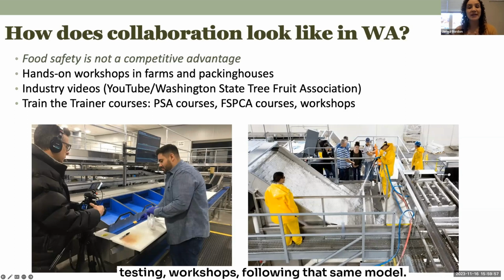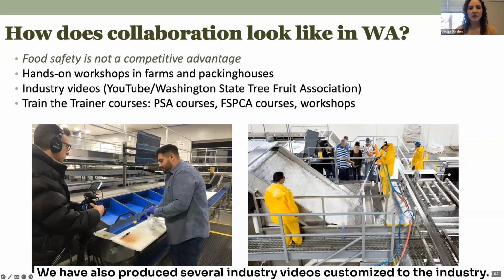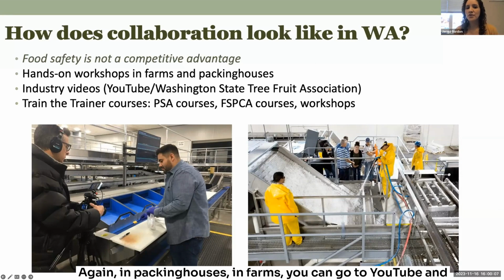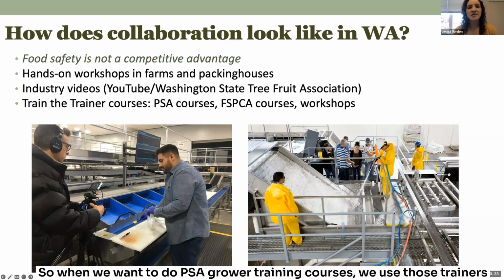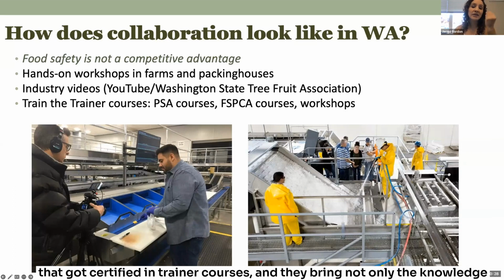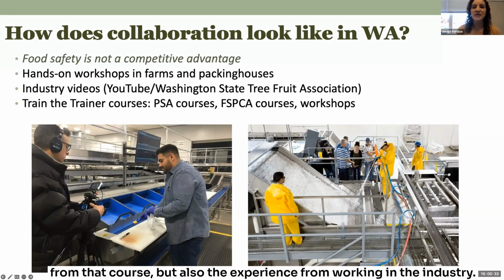We have also produced several industry videos customized to the industry, again, in packing houses, in farms. You can go to YouTube and type in Washington State Fruit Association and you will find our videos. And we rely a lot on train-the-trainer courses. We do that to build trainer capacity in Washington. So when we want to do PSA grower training courses, we use those trainers that got certified in trainer courses, and they bring not only the knowledge from that course, but also the experience from working in the industry. Next, please.